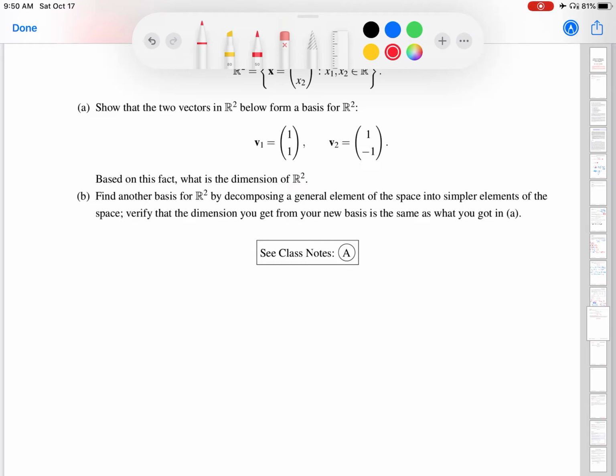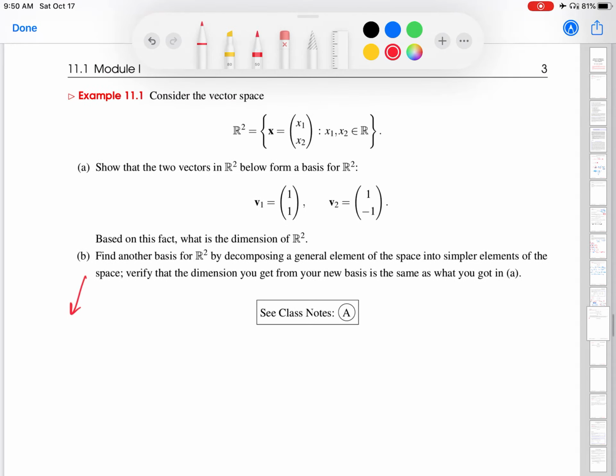Okay, so in part B, I want to do something a little differently. In general, when you meet a vector space, you want to try to very quickly find a basis for that vector space, because it simplifies working with the vector space and helps you understand the vector space and its structure better. In part A, I gave you two vectors and then asked you to show that they form a basis. So you didn't have to search for a basis. I just gave them to you, and the idea was to show that they're a basis. But that's not going to be true in general.